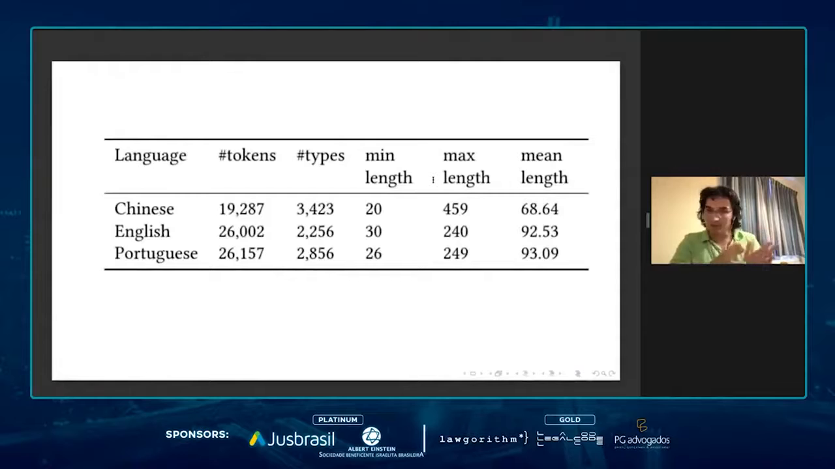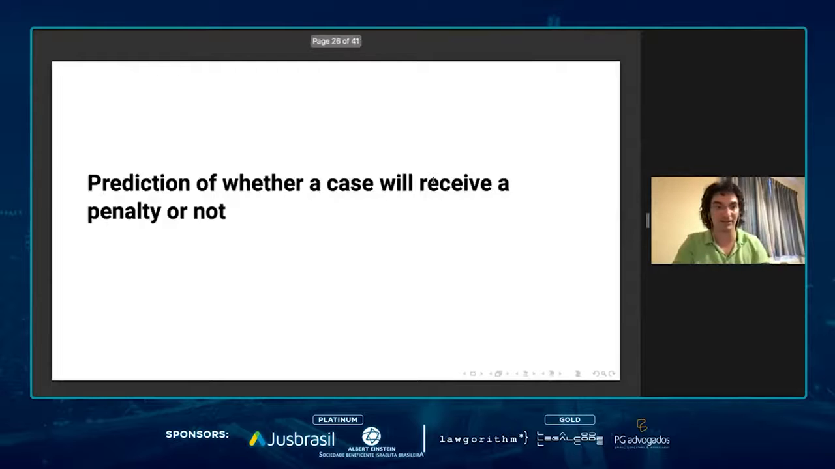English and Portuguese are quite similar in number when you tokenize the corpus. You end up with very similar numbers. The Chinese corpus is a little bit different, and that actually has implications later on in the results.